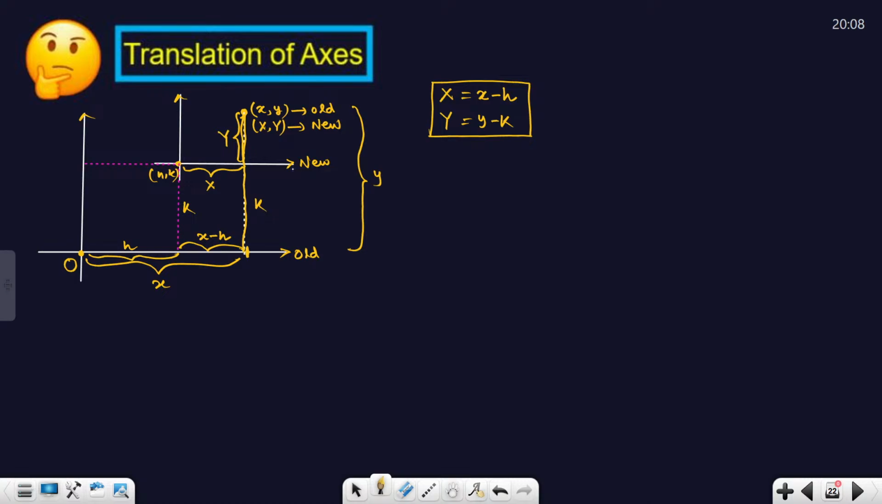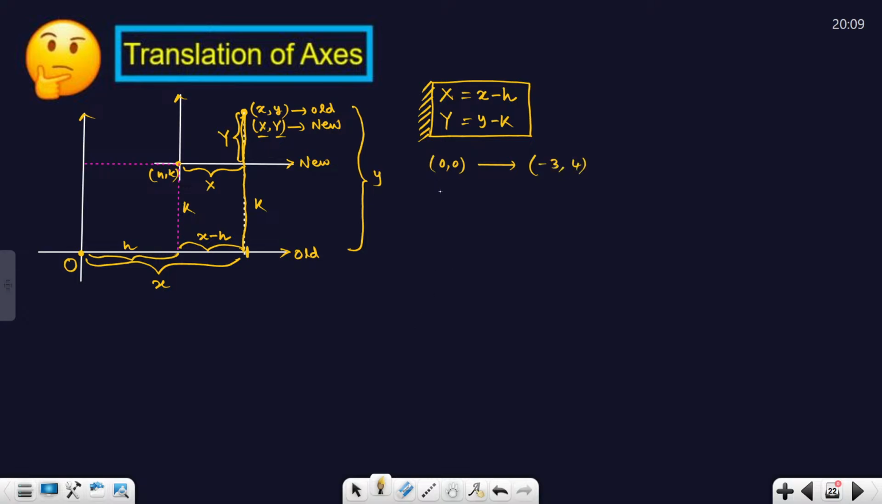Okay, so as I told you, capital X and capital Y are with respect to the new coordinate system, and small x comma small y is with respect to the old system. So this is the relation which we have to remember. Now let me take an example. What kind of question can come? Suppose the origin 0, 0 has been shifted to, let us say, minus 3, 4.